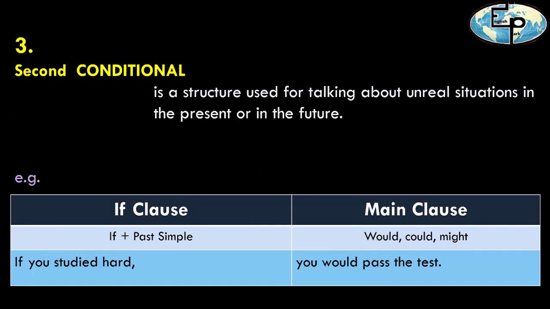Number 3. Second conditional is a structure used for talking about unreal situations in the present or in the future. For example, if clause: if plus past simple; main clause: would, could, might, etc. If you studied hard, you would pass the test.